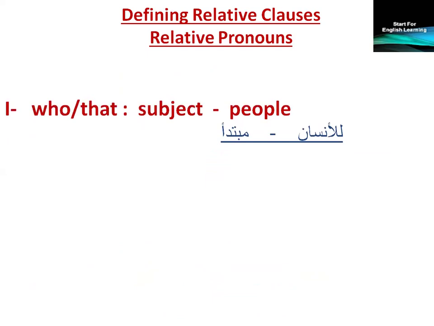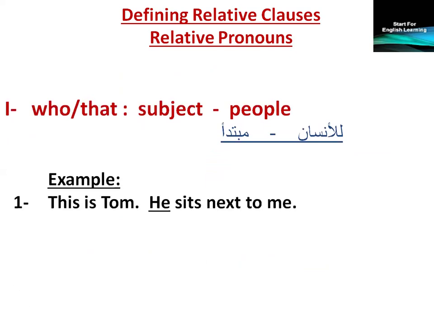Let's start with the relative pronouns who and that. They replace the subject of the sentence and they refer to people. Example: this is Tom, full stop, he sits next to me, full stop. We want to combine these two sentences into one sentence.